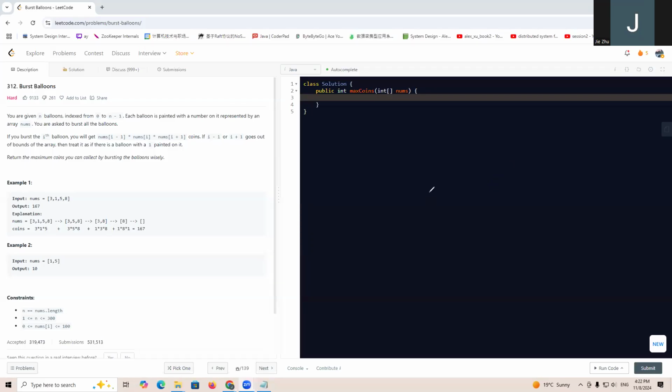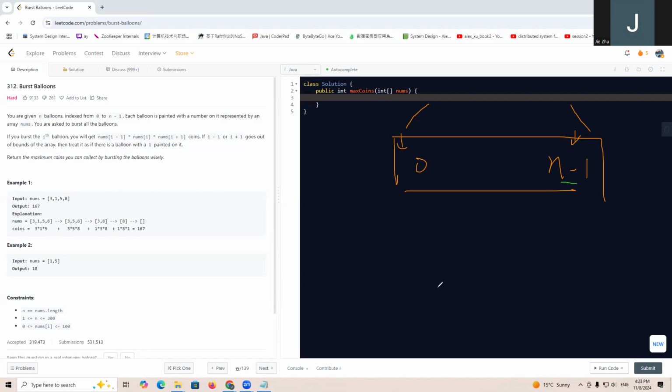So for dynamic programming, for this kind of nums, there are indices 0 to n minus 1, right? What we want is to know the maximal score for this kind of range or interval, right? So we can think that this may fall into the interval DP problem. So how can we think about those kind of substates, for this 0 to n minus 1?